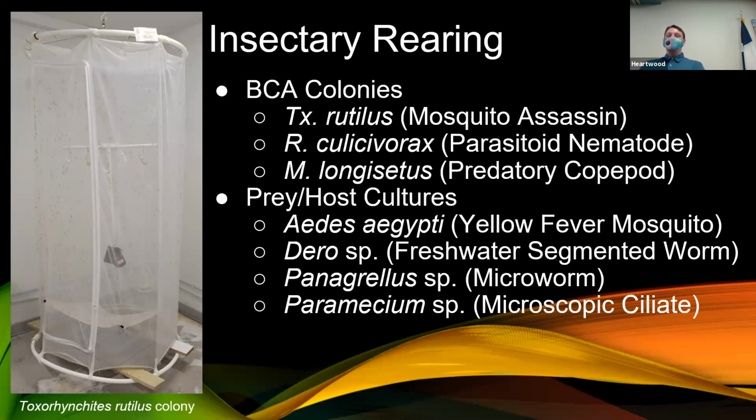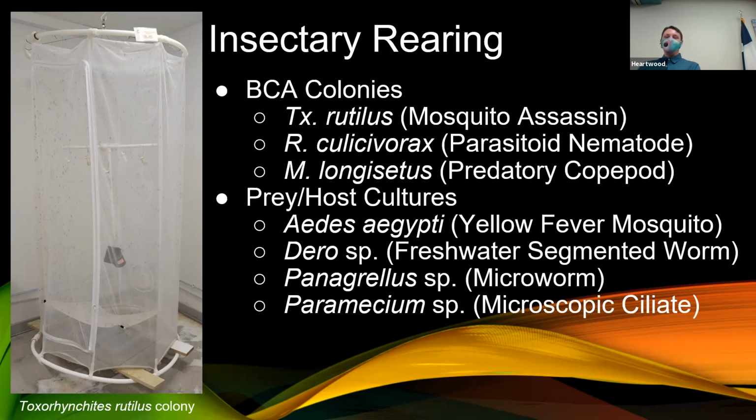Romanomermis culicivorax is a parasitoid nematode which infects the larval stages of mosquitoes. And Mesocyclops longisetus is a predatory copepod, and we have that species among many others that we've collected to test against mosquitoes. In addition to those, we also have prey and host cultures such as Aedes aegypti, the yellow fever mosquito, because we need to grow their enemies to see how they perform against them.